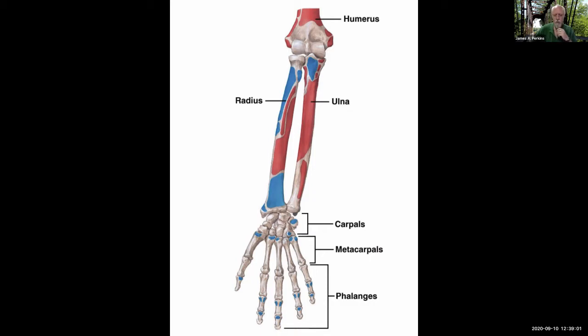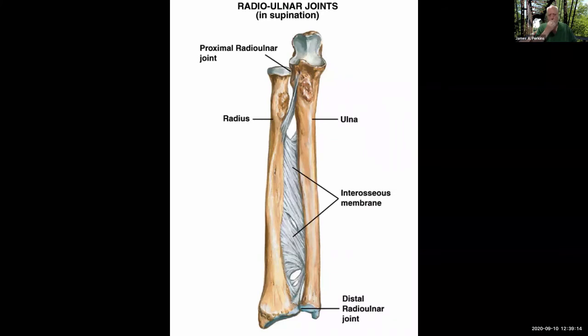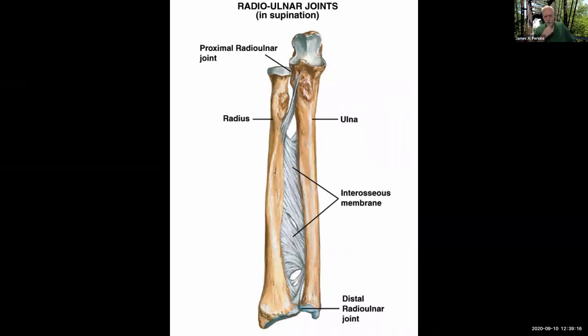Let's talk a little bit about the joints between these different bones, because the muscles of the antebrachium are going to be moving these bones, so the muscles are going to be crossing certain joints and acting on certain joints. There are actually a series of joints between the radius and ulna themselves. These are referred to as the radio-ulnar joints.